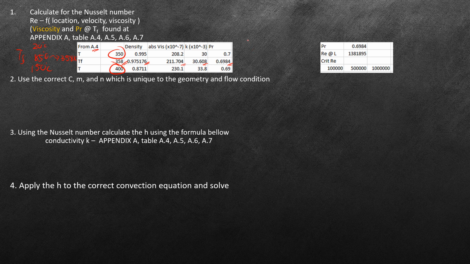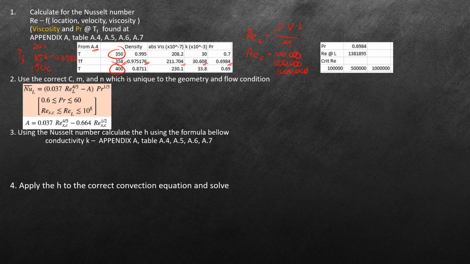So from here, we need to calculate our Reynolds number, and the Reynolds number that we need to calculate is at the end of the plate at length L. So we will need to input our density multiplied by our velocity multiplied by the length of the plate, divided by the absolute viscosity. The problem made mention, however, of three different critical values, which are 100,000, 500,000, and 1 million, or 1 times 10 raised to the power of 6.